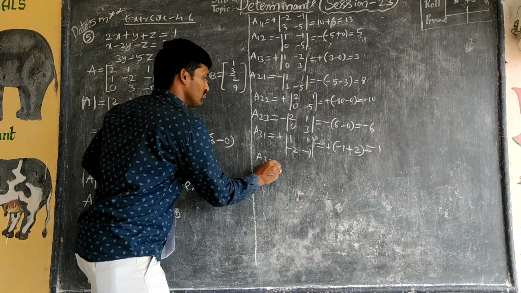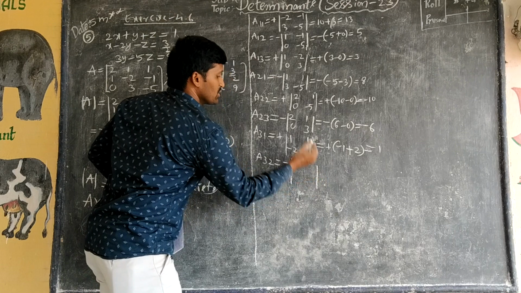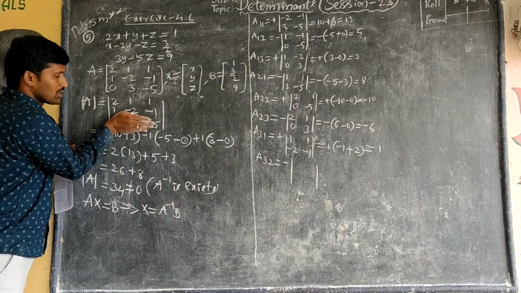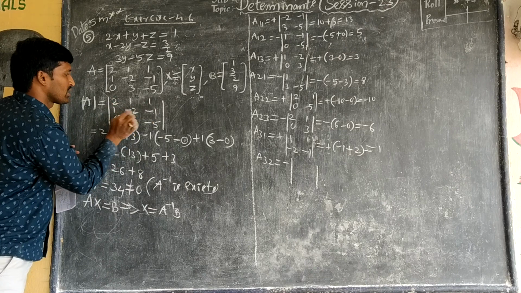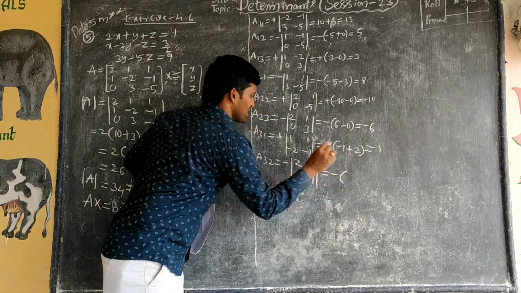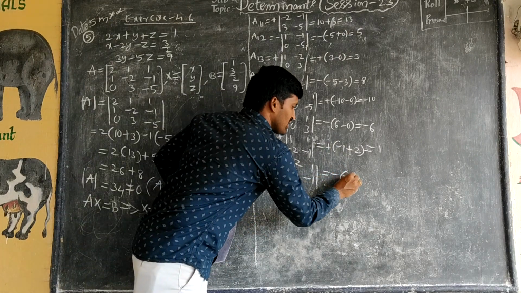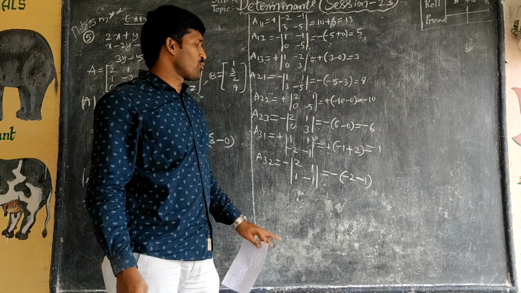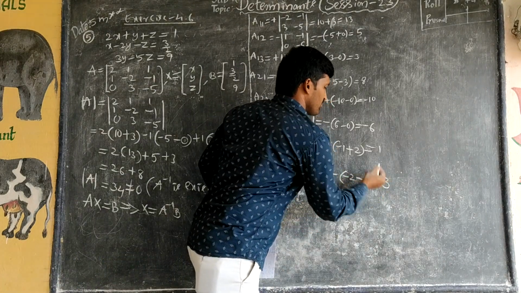Next, A32. Sign is minus into the determinant of the matrix. By deleting third row, second column, remaining 2, 1, 1 minus 1. So minus of 2 into minus 1, minus 2, minus 1 into 1 is 1. Minus 2 minus 1 how much? Minus 3, total plus 3.